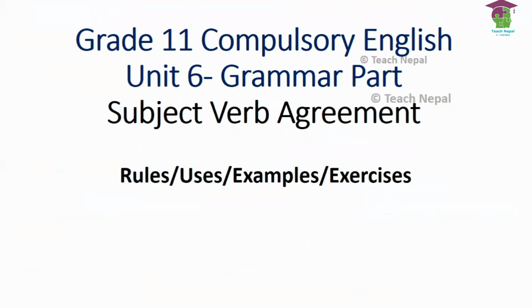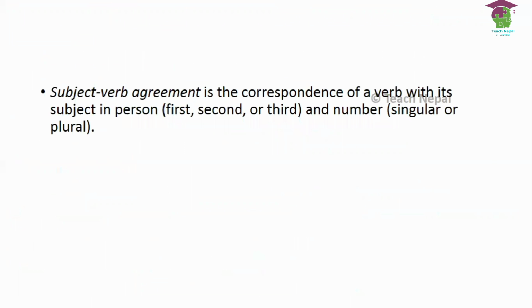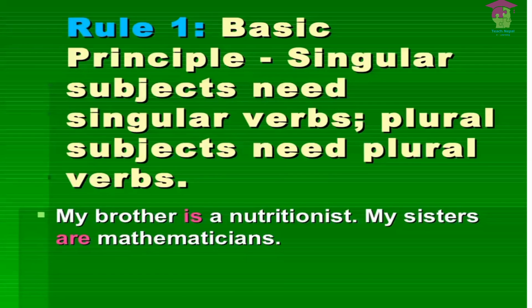Now we can go to the unit 6 grammar part, that's subject verb agreement. Here we should know which verb goes with which subject. The basic principle is that a singular subject needs a singular verb and a plural subject needs a plural verb. For example, my brother is a nutritionist. With brother we write is. My sisters, with sisters we use are. This is a very basic rule.